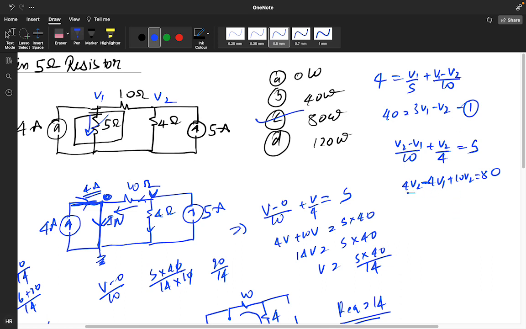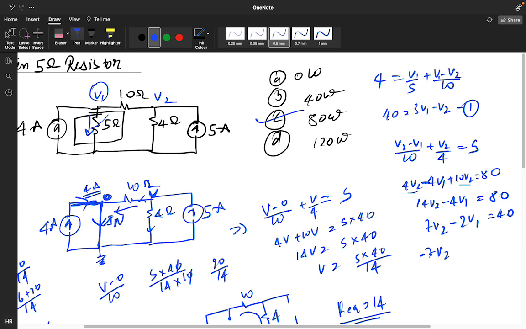This will be 4V2 plus 10V2, 14V2 minus 4V1 is equal to 80. So we need to find the value of V1. That's why I'm just cancelling the V2 part. If you cancel the V2 part, 7V2 I am taking, minus 2V1 I am taking, and this will become 40.